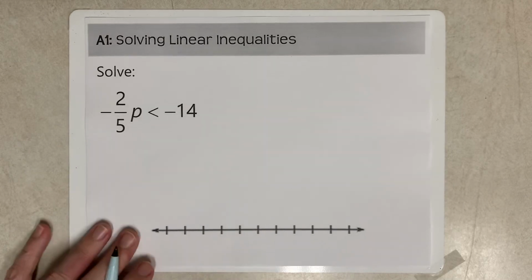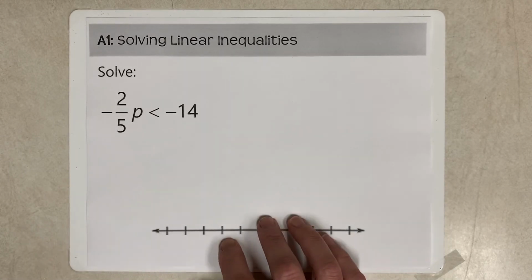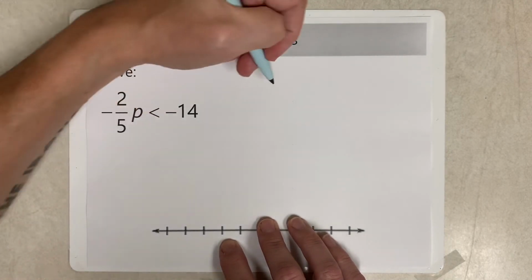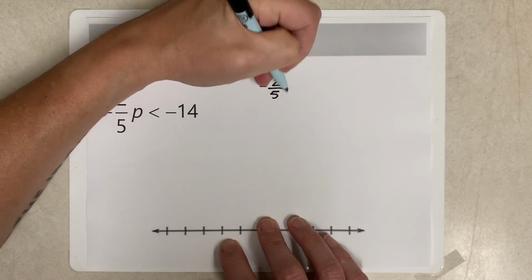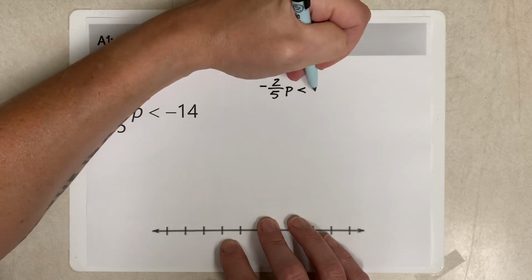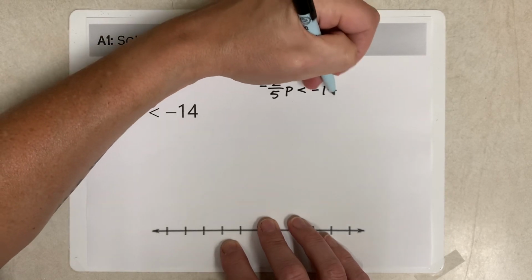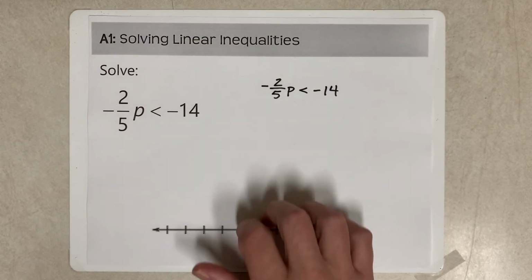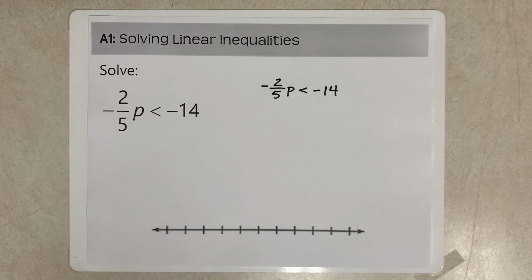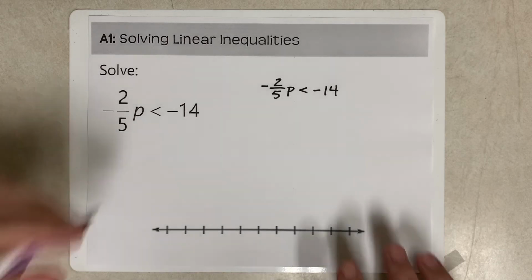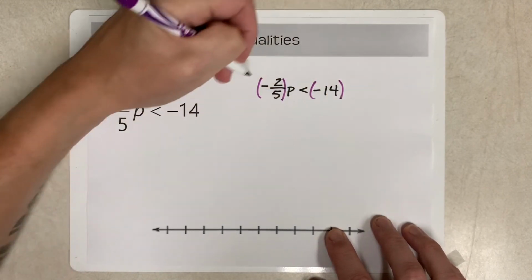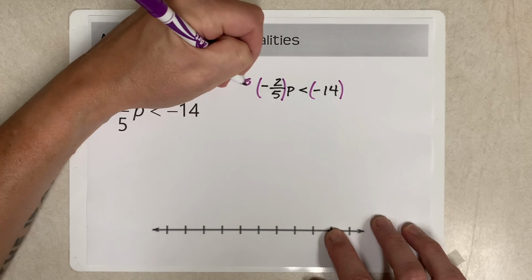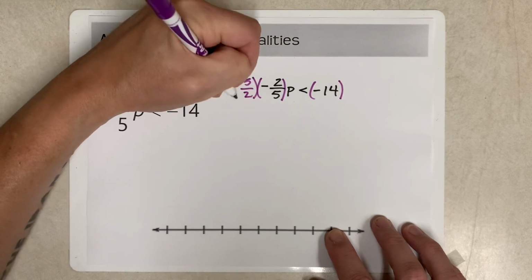Okay, this one has a negative 2 over 5p less than negative 14. I'm going to actually rewrite this over here because I kind of didn't leave myself a whole lot of room over there when I made this. I could do that on the whiteboard, but I can't do it so well on here. So how do I get rid of a negative 2/5? Well, the most natural thing to do would be to multiply by the reciprocal on both sides. And so what I'm going to do is multiply both sides by negative 5/2. Like that.